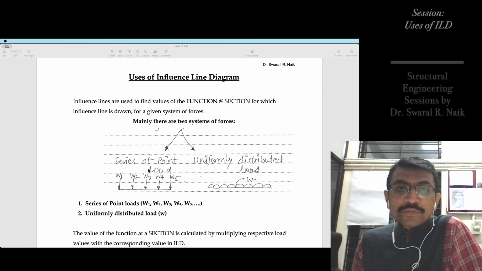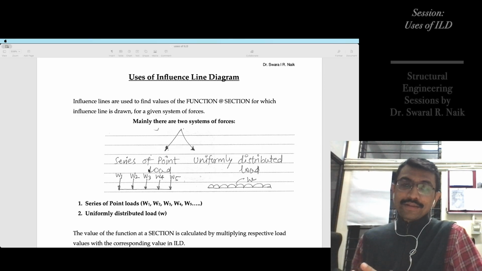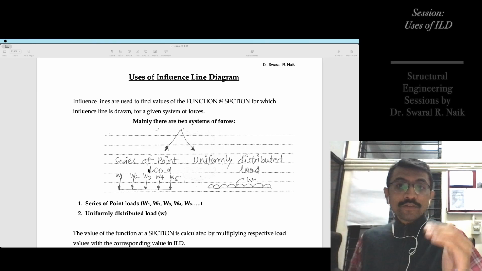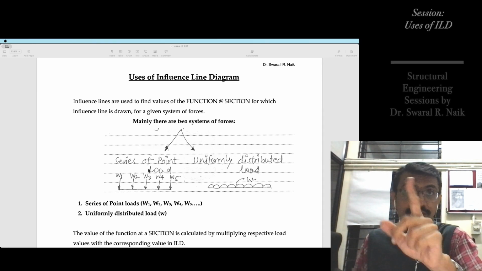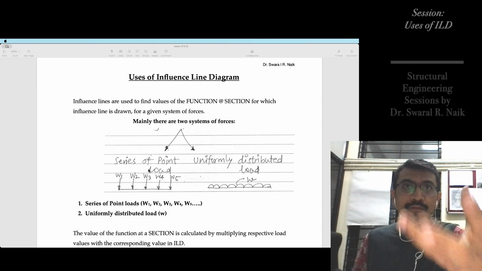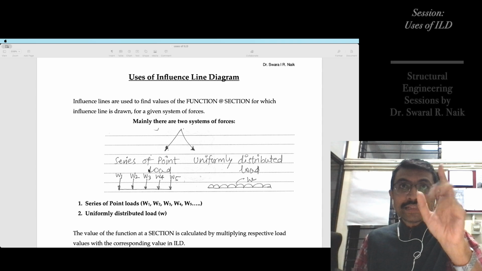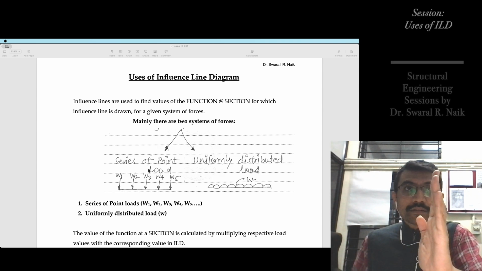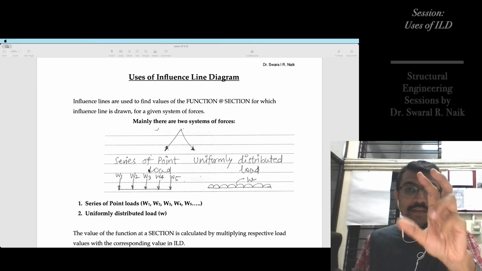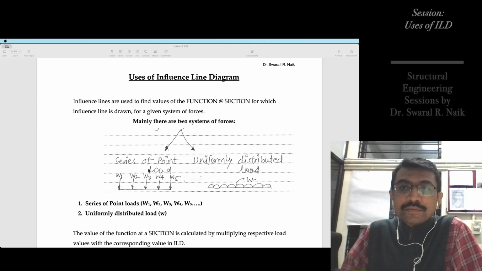Influence lines are used to find values of the function at a section. Once again I'll repeat. In an influence line diagram, we are targeting the function at the section. Suppose we are targeting shear force, bending moment, reactions or any other thing. We are targeting that function at a particular location, a particular section. So our observer is stationary, the section is stationary, the loads are moving. I have already explained this many times in the previous sessions, you can refer.